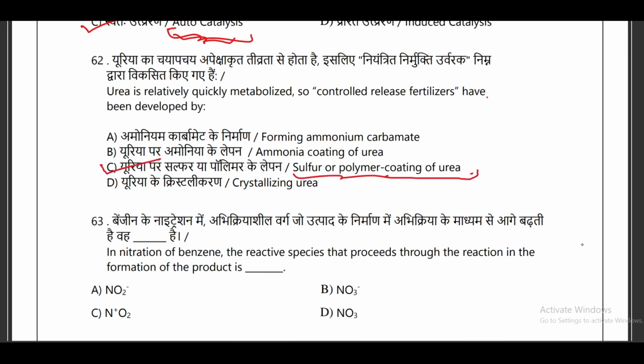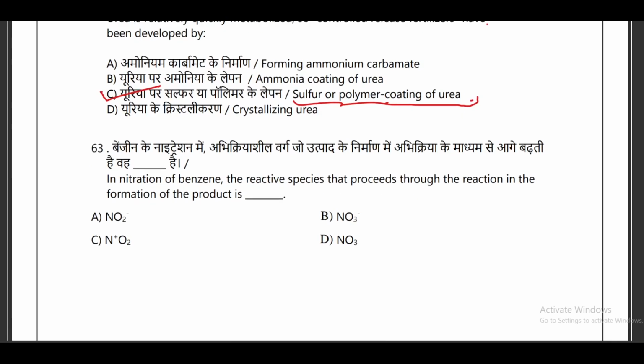This method, sulfur or polymer coating of urea, helps to slow down the release of nitrogen from the urea, allowing for a more controlled and sustained nutrient supply to the plants. This is especially beneficial for minimizing nitrogen losses due to volatilization, leaching, and denitrification, thus increasing the efficiency of nitrogen use in agriculture. So this method is beneficial, and in this question the correct option is C.